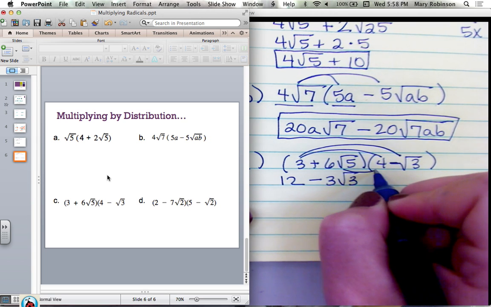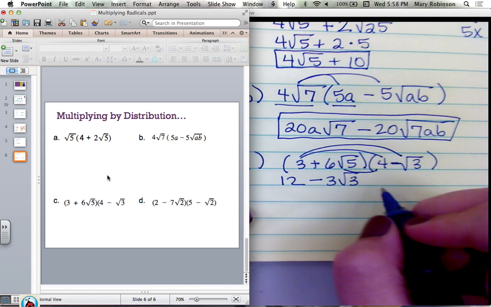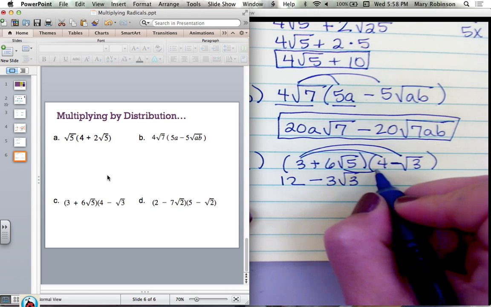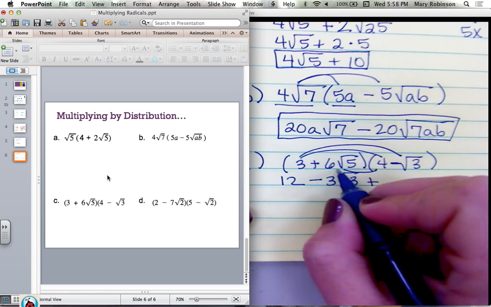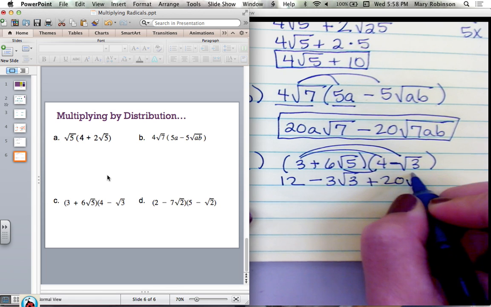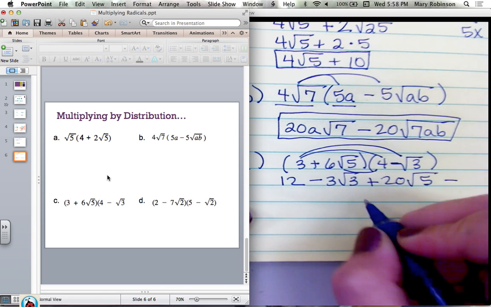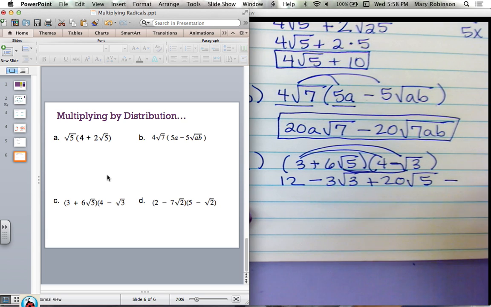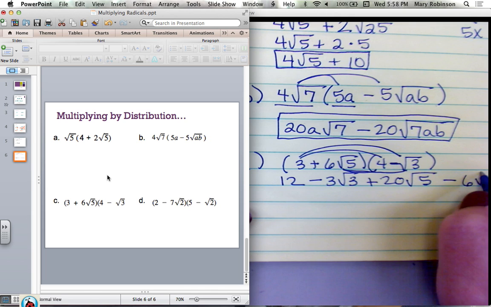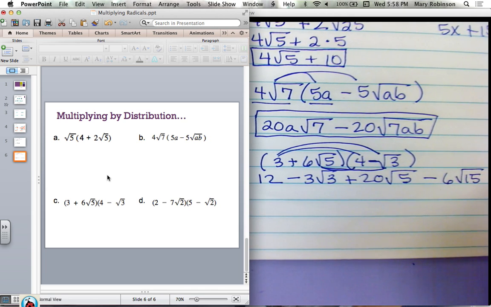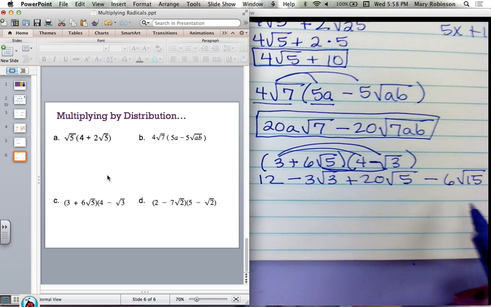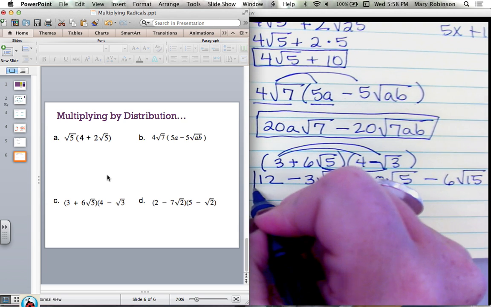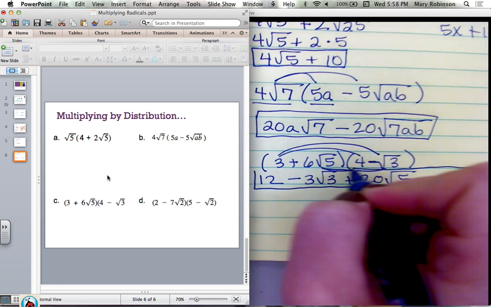Then I'm going to distribute my second term in my first binomial. When I multiply 6 square root of 5 times 4, I'm allowed to multiply the 6 and the 4 because they are not in radicals. So 6 times 4 is 20 square roots of 5 minus, and then when I distribute my last, 6 times a negative 1 will just give me minus 6 square root of 15. Now again, when I'm done distributing, if I am able to simplify anything under the radical, I need to do so. But because I can't, I am done.